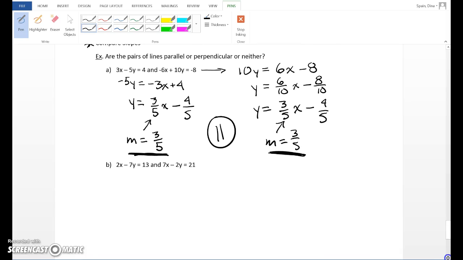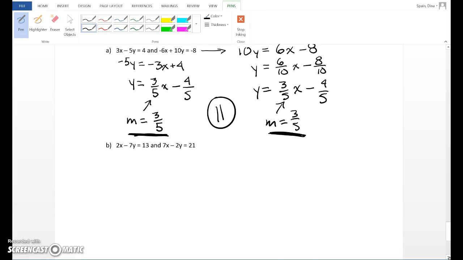Let's do the same thing down here with part B and see how this one comes out. I want to solve this for y. We're comparing slopes here. So I've got -7y is equal to, let's move the 2x, so it'll be -2x on the right with the 13. Then dividing through by -7, that's a -13 over 7. So this slope is 2/7.